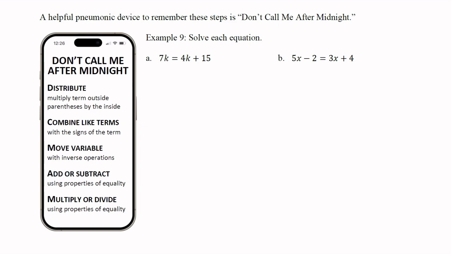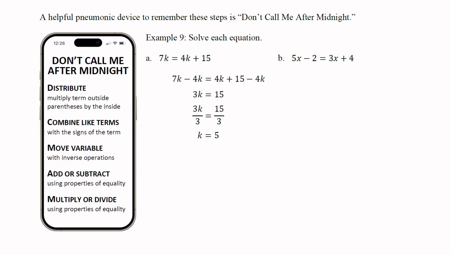So let's talk about a couple of examples. So in A, there's nothing to distribute. There's no like terms to combine, so we move straight to moving the variable. We're going to move the 4k to the other side by subtracting it from each side. And when we do that, we get 3k on the left and 15 on the right. There's nothing left to add or subtract, so we're going to multiply or divide to get the k by itself. And in this case, we're going to divide each side by 3, and that leaves us with k equals 5.